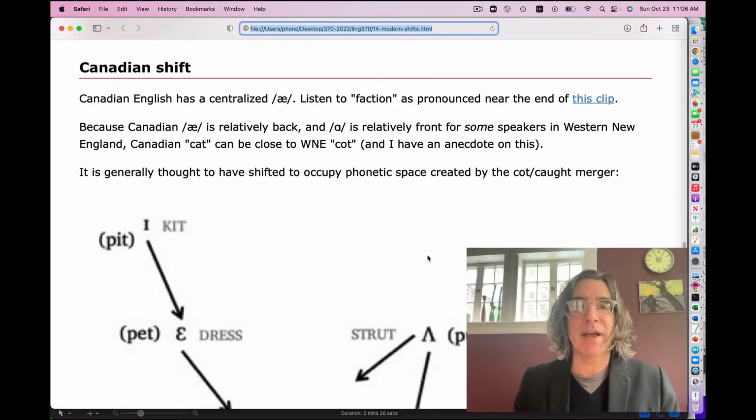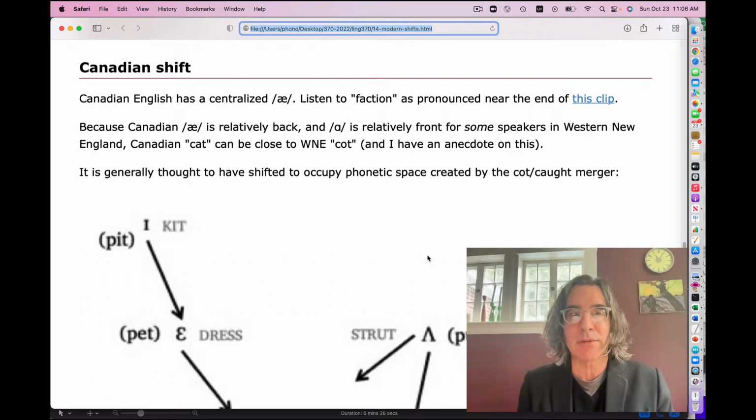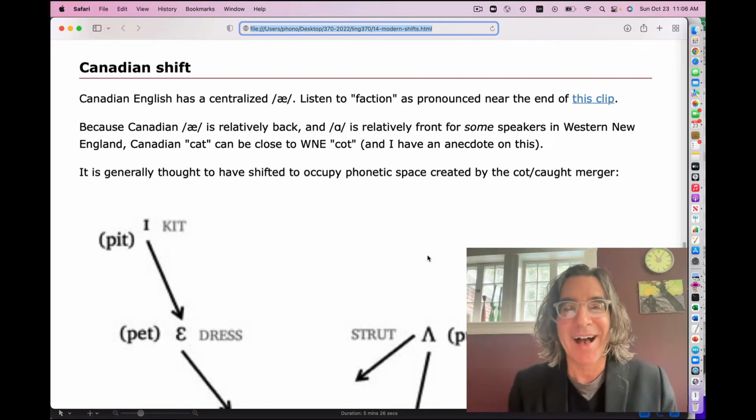So Canadian English has a relatively centralized backed [æ]. And you could probably hear that a bit in my voice. I'm not exactly sure where my [æ] is since I lived down here for a while.